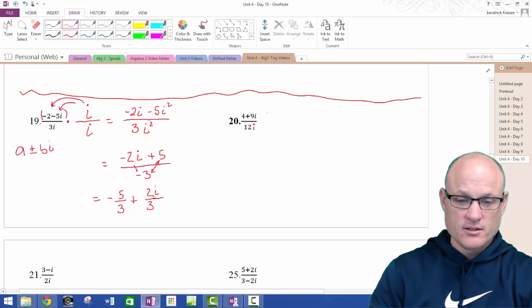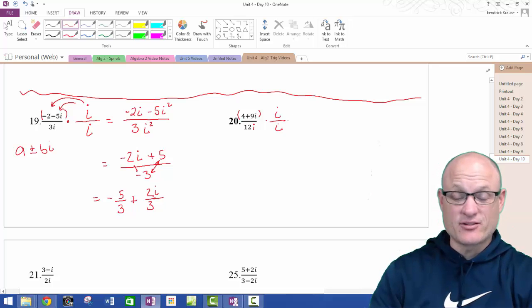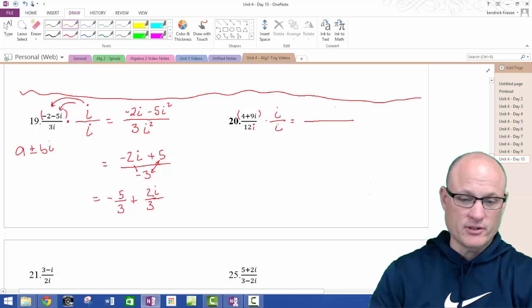All right, moving on. We're going to multiply this one by i over i. I think you'll get this stuff. It takes a little while. If you didn't get it the first time, let's play around with this and see if we can get it better this time. And we'll just keep doing a bunch of different problems with this.